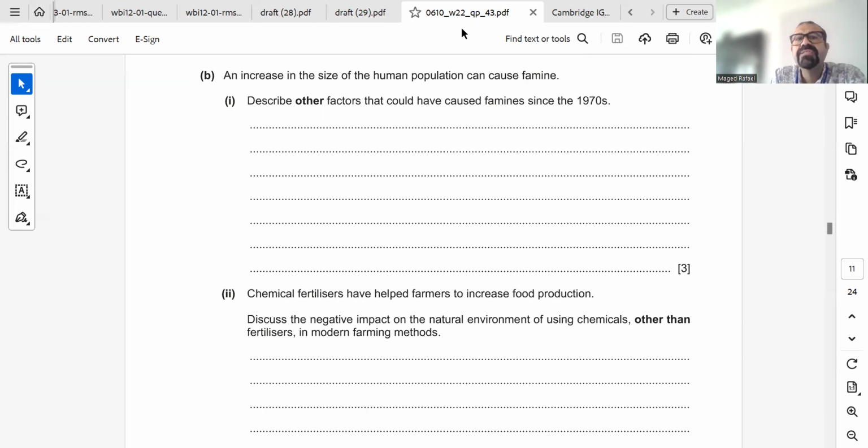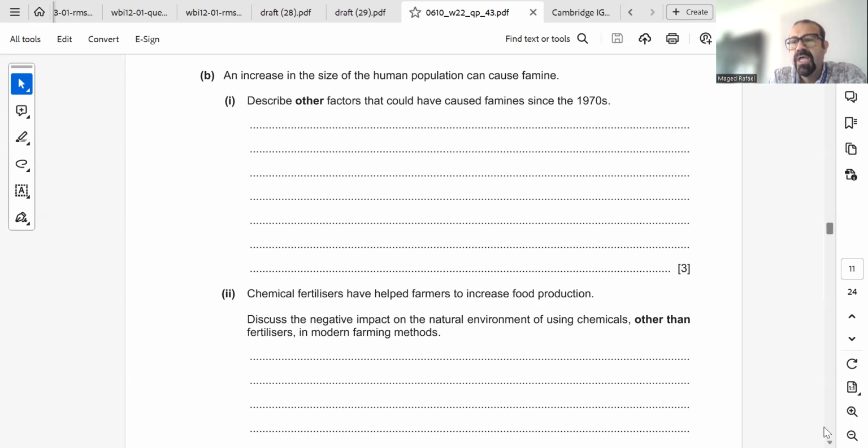An increase in the size of the human population can cause a famine. Describe other factors that could have caused a famine since the 1970s. Any factor, what are the factors that could cause reduction in food? Could be poverty, could be habitat destruction, could be any kind of, I can see some answers. Lack of habitat, could be diseases or spreading of infection. All of these will be fine. So we can write diseases, we can write flooding, we can write poverty, we can write unequal distribution of food. Any answer based on scientific principles will be right.